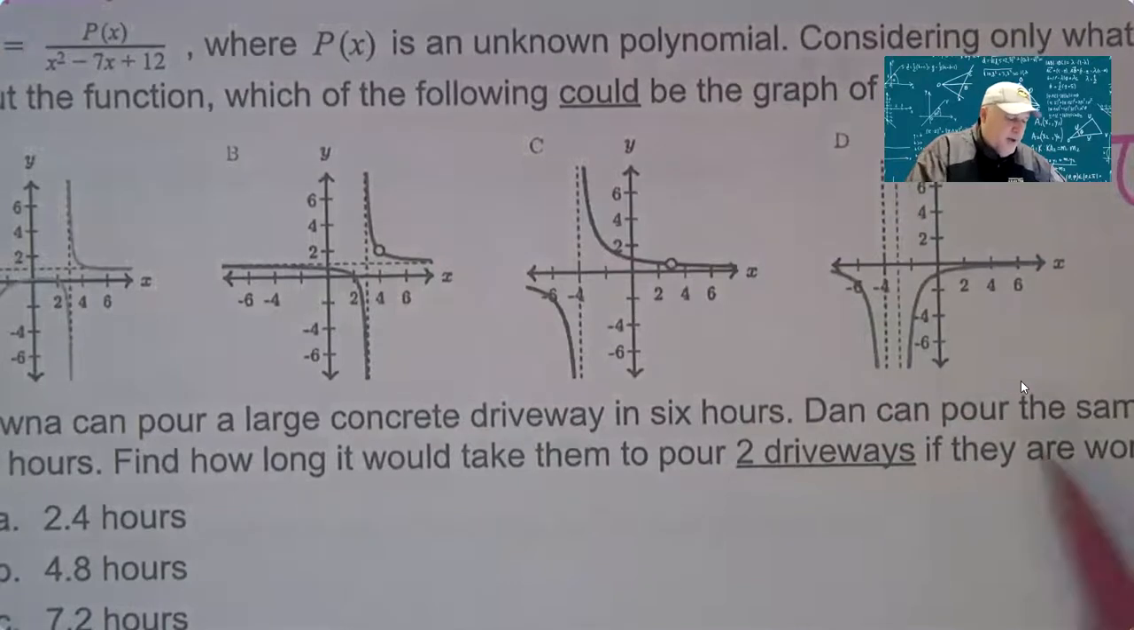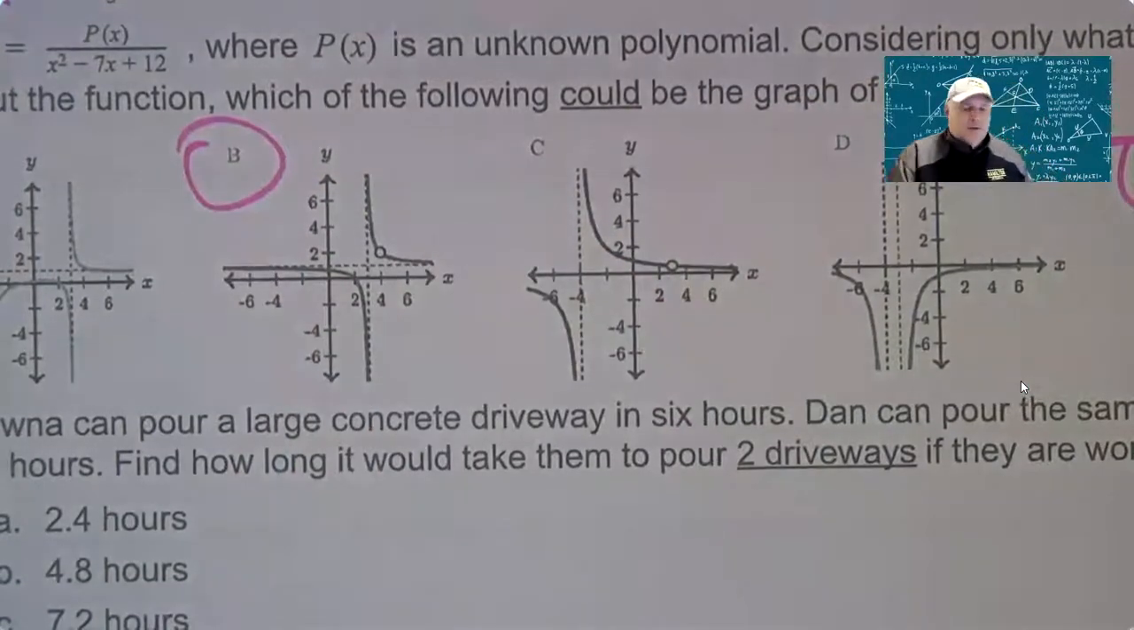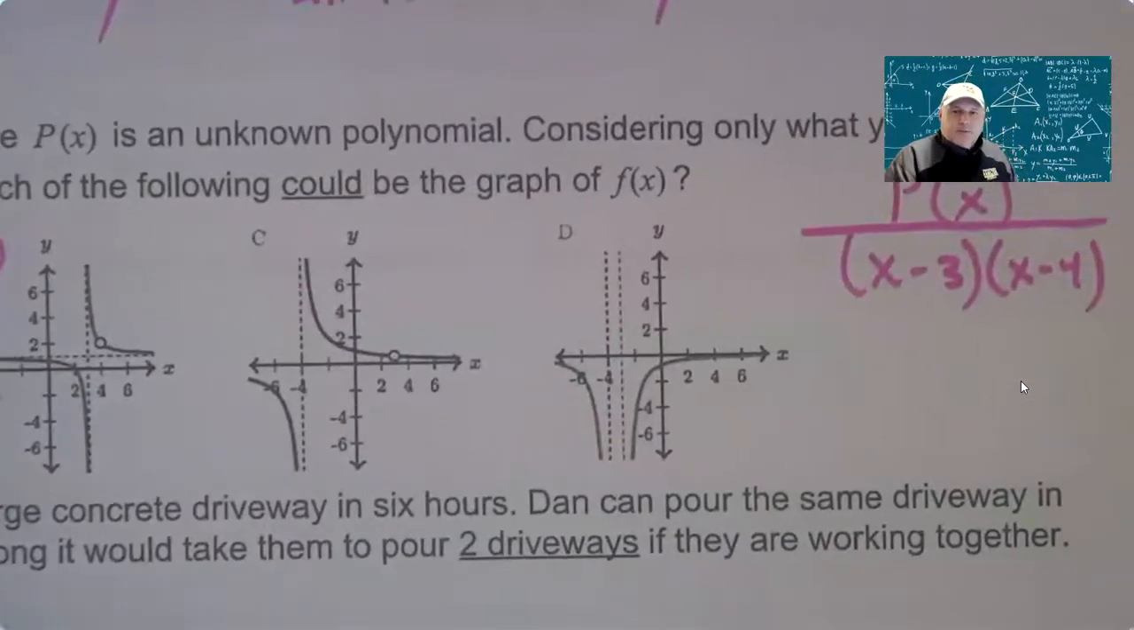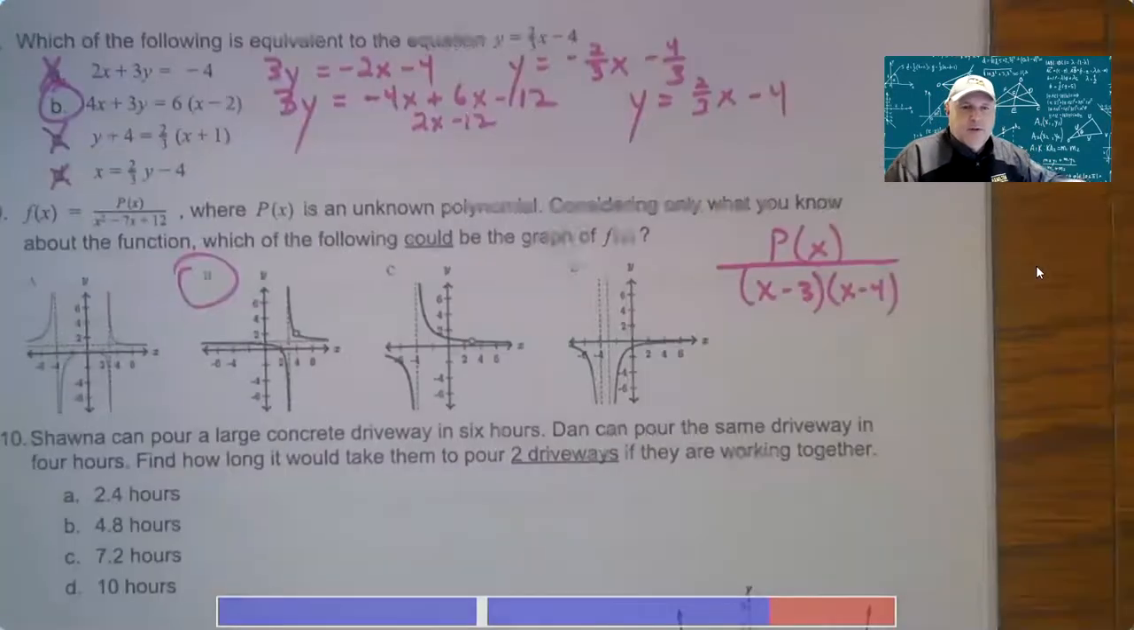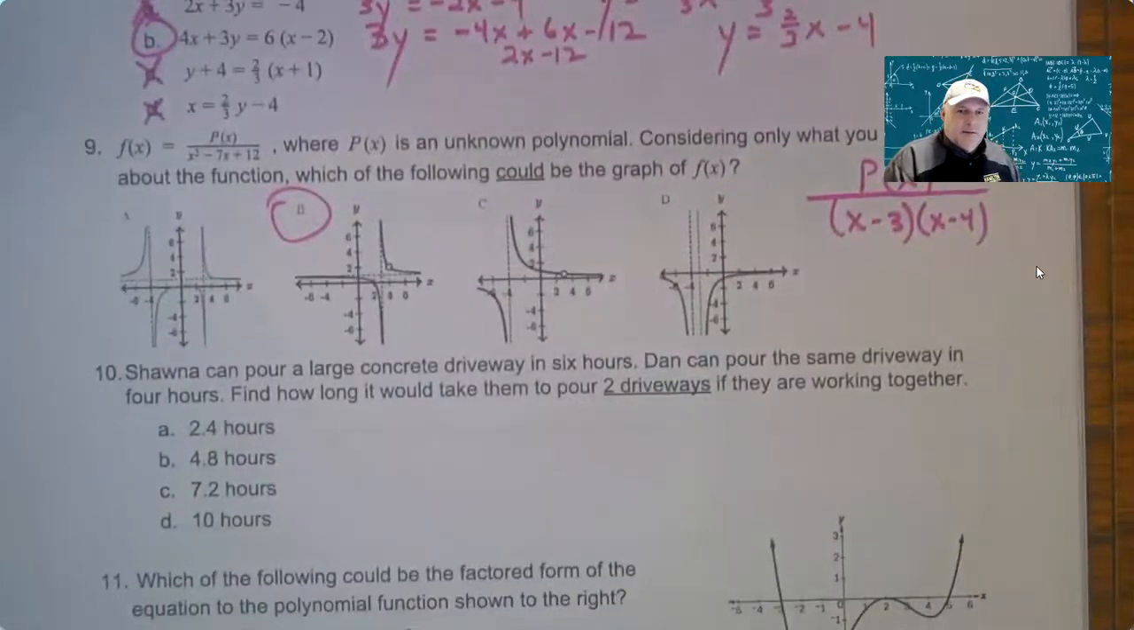All the other graphs have discontinuities, vertical asymptotes or point discontinuities, in other places. So it has to be B on that.